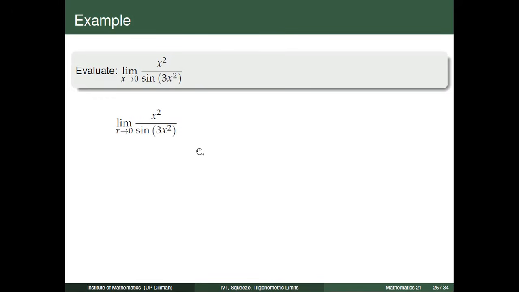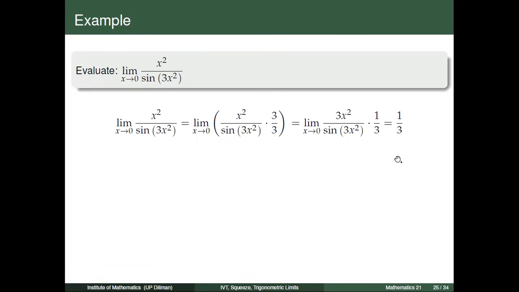To produce the desired form, we need to pair the sine of 3x squared in the denominator with the 3x squared in the numerator. So in this case, we just need to multiply and divide by 3. Thus, we have the following. The limit as x approaches 0 of 3x squared over sine 3x squared times 1/3, where this quotient is of the form f of x over sine f of x, where f of x approaches 0 as x approaches 0. So we have 1 times 1/3, or 1/3.